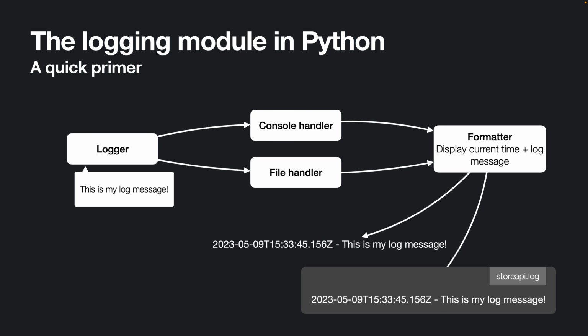But this is the quick primer on how the logging module works. You've got your logger that you use to schedule messages. You've got handlers attached to the logger. Each handler has a formatter, and the handler uses the formatter to display the log message in some way, sending it to wherever you've told it to send it to, such as the console or a file, or indeed a third-party online service if you want to do that.